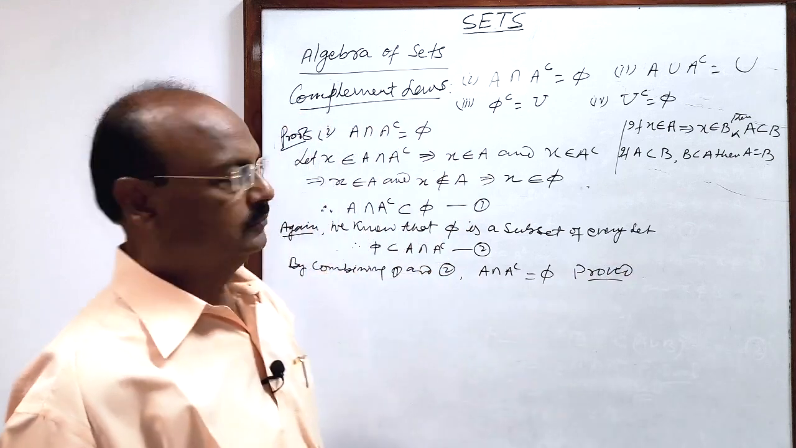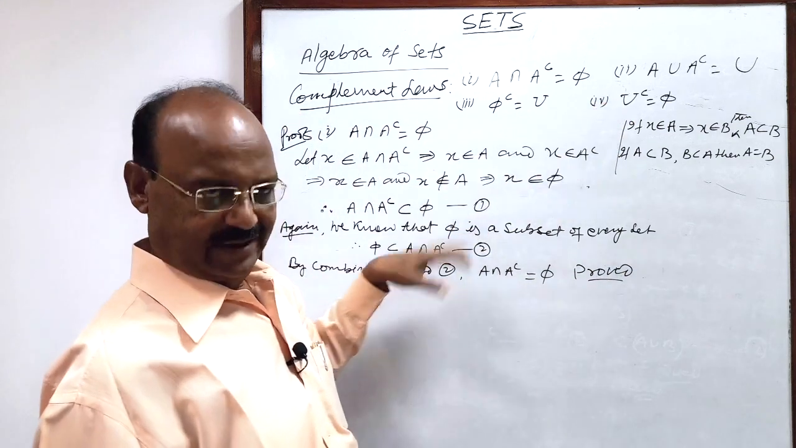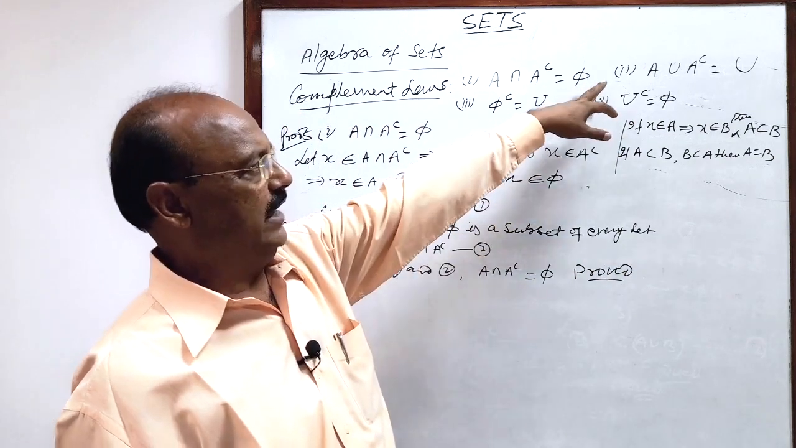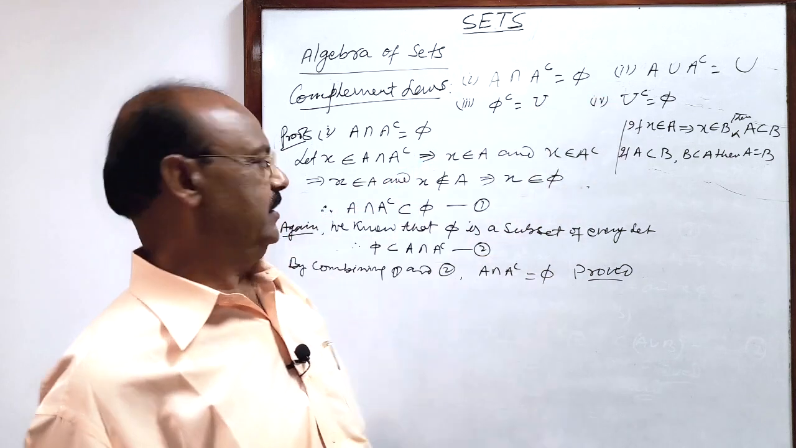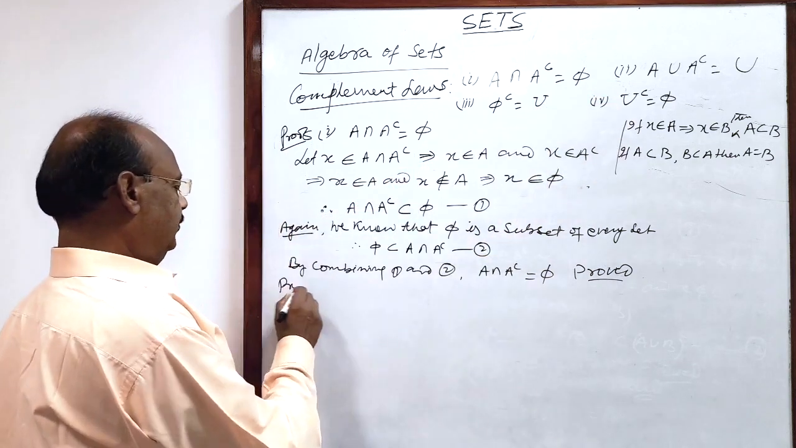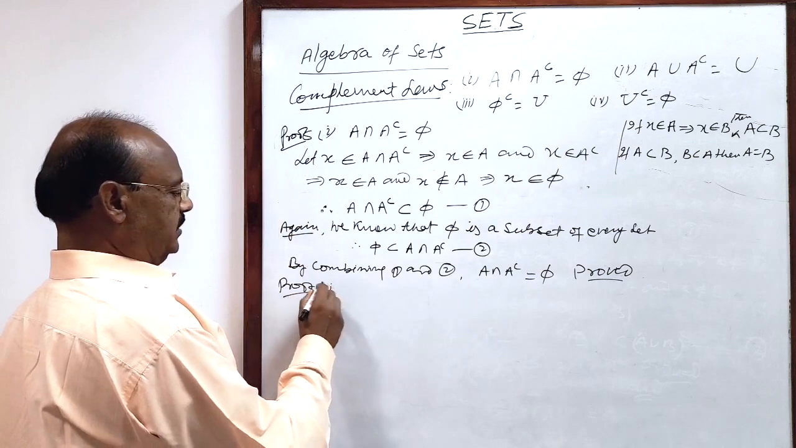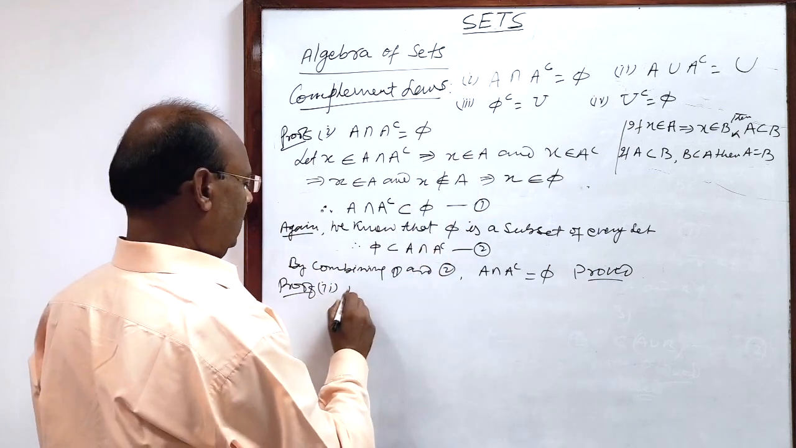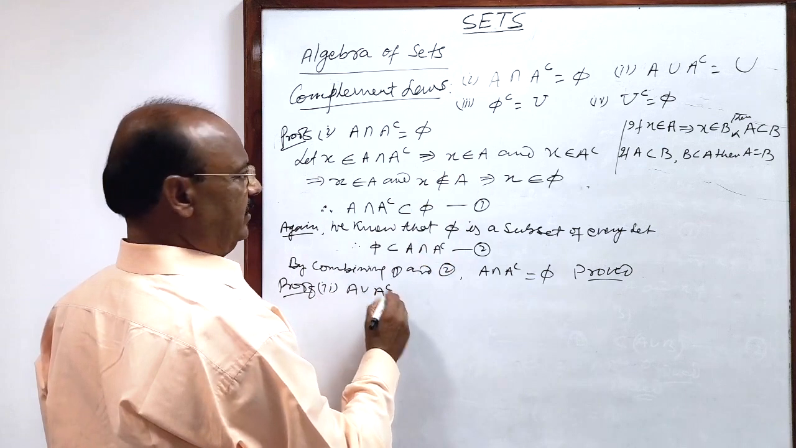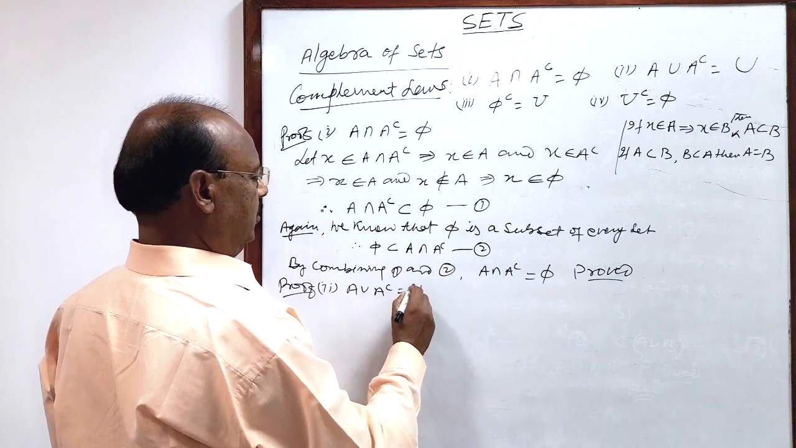Correct? Now this is very simple. Okay. So now we can do this second part also very easily. Let us see the proof of this second law. The second law is A union A complement is equal to the universal set.